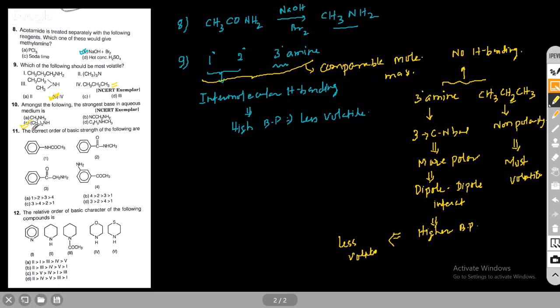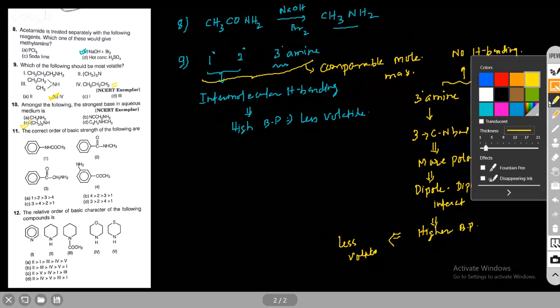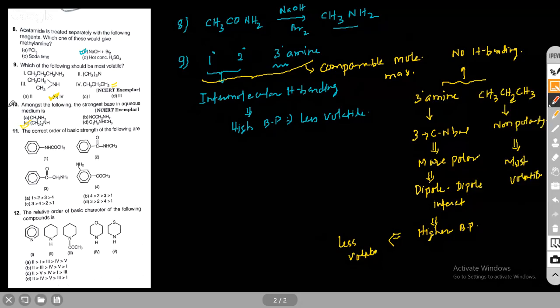Option 1, like this first compound that is given, it is obviously the least basic because here also electron withdrawing. This is also electron withdrawing and C double bond O also electron withdrawing. An electron withdrawing group decreases the basicity, right? So the first compound is the least one, right? So we can eliminate option A easily.